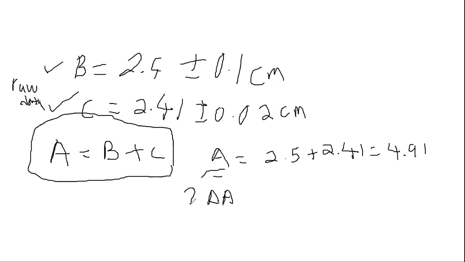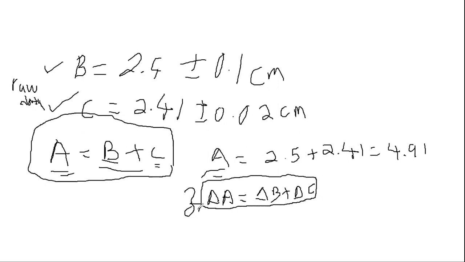But how about the change of A? How do you find the change of A? The uncertainty of A depends on the uncertainty of B and C. This is called addition. So there is a formula to follow. If A is B plus C, the uncertainty of A is the uncertainty of B plus the uncertainty of C. This is a formula you need to follow.